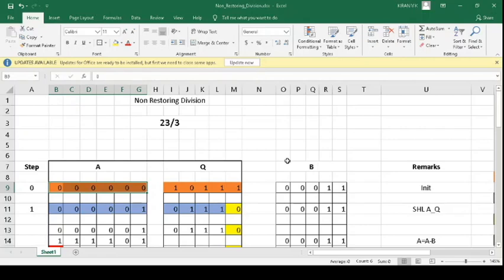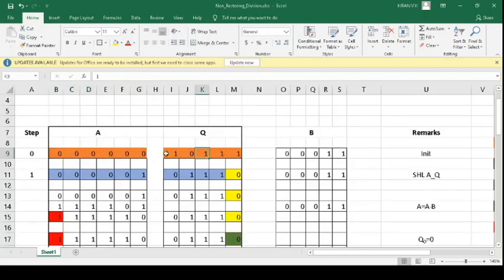So as I told earlier, 23 is represented here in 5-bit format. B, or your 3, is shown in 5-bit format, and A is initially all zeros and shown in 6-bit format, as it has to be 1 bit greater in size than Q and B. So this is your initialization step.